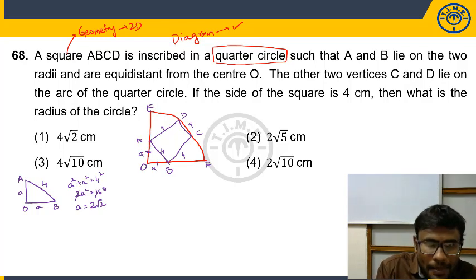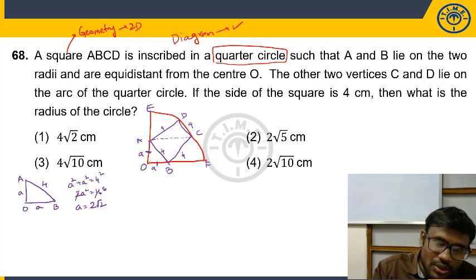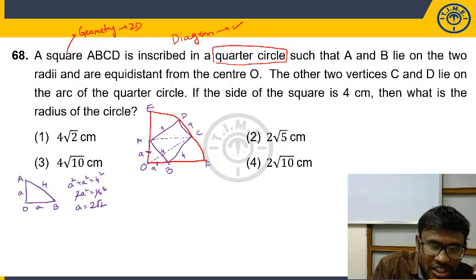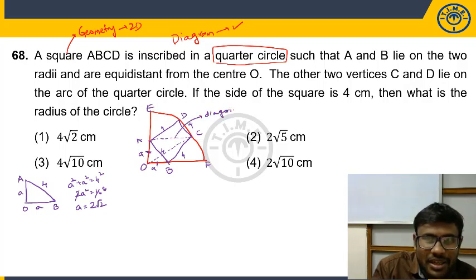Now what I'm doing is I'm joining these two, and I'm joining these two also. In geometry, the complete figure will not be given. You have to analyze the question and draw the remaining part of the figure. So I am joining these two and these two. So AC is nothing but a diagonal of a square. What is the diagonal of a square? Root 2 into A. So this has to be 4 root 2.